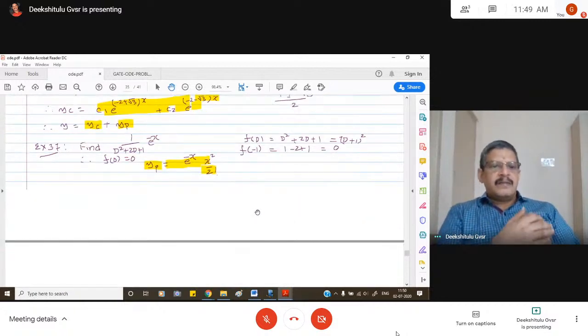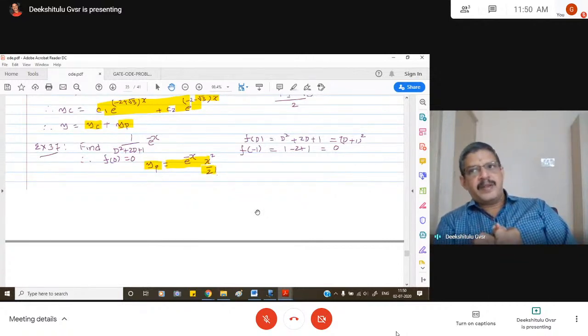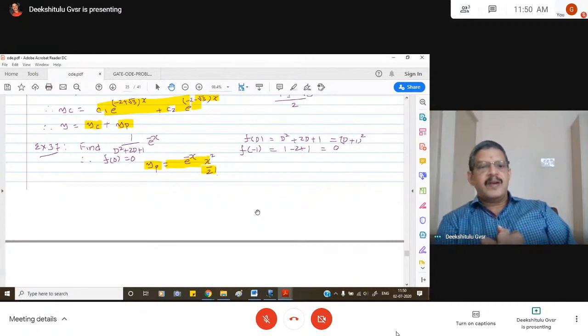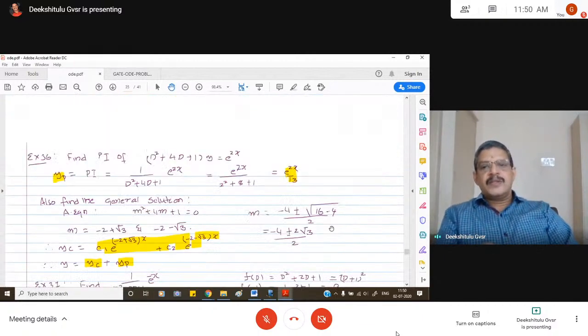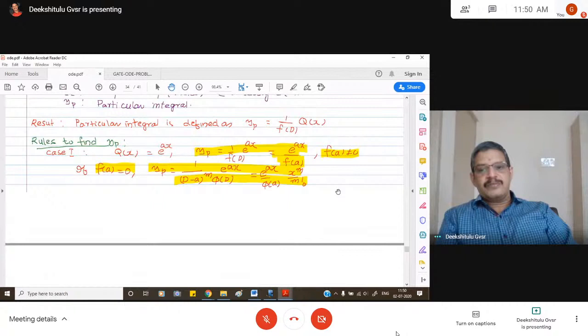Then find 1 by d square plus 2d plus 1 operated on e power minus x. F of d is d square plus 2d plus 1, that means d plus 1 whole square. So f of minus 1 is 0. So that means you have to use this now.